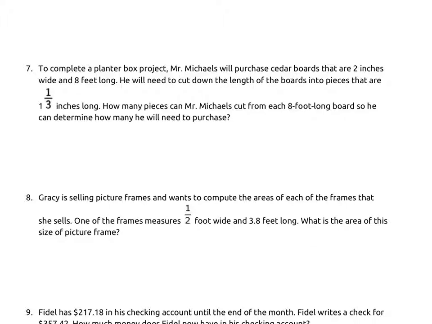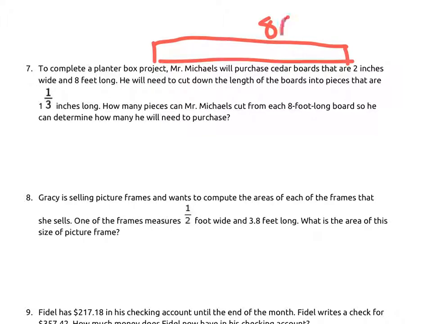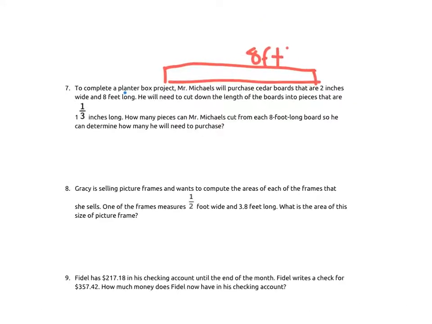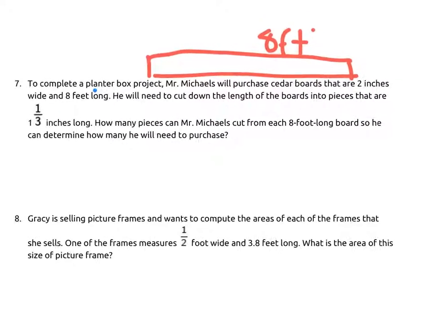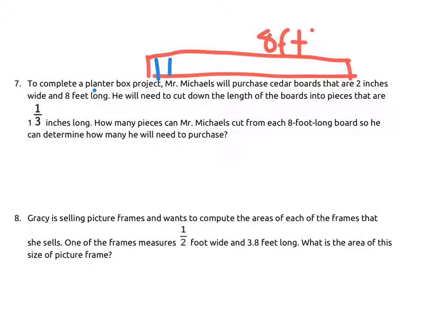When in doubt, draw it out, which rhymes, but I had no intention of making it rhyme. So this board right here, this thing is 8 feet long. He's about to make this into much, much smaller pieces. So he's going to do like, was it 2 1/3 inches? No, I'm sorry, I can't see from where I'm at on my screen. Sorry, 1 1/3 inches. So he's going to be cutting that 8 feet up into itty bitty parts.